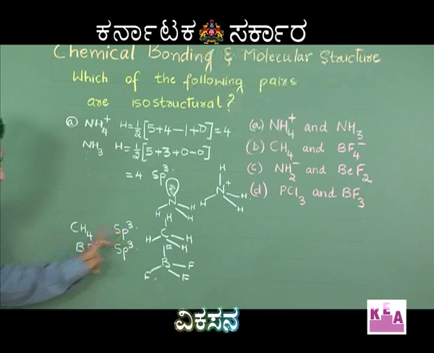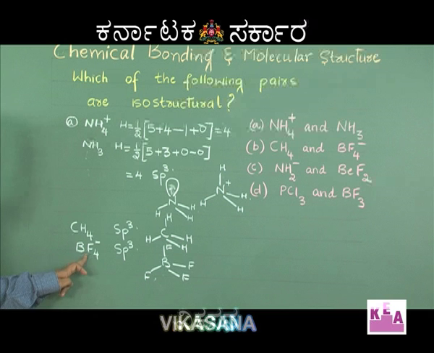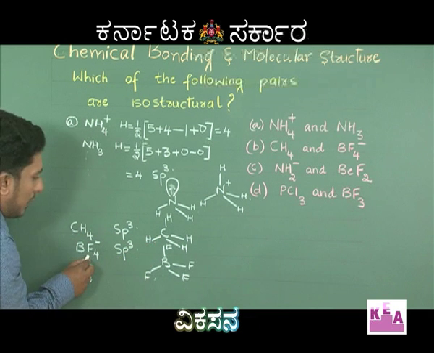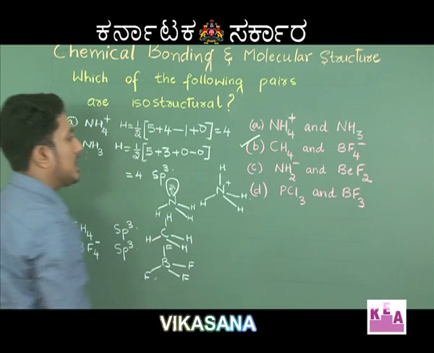Methane has sp3 hybridization. In methane, carbon has sp3. In BF4 minus, boron has sp3. Methane contains 4 bond pairs. BF4 minus also contains 4 bond pairs. Hence, methane has a tetrahedral shape and BF4 minus also has a tetrahedral shape. Hence, option B is the right answer.